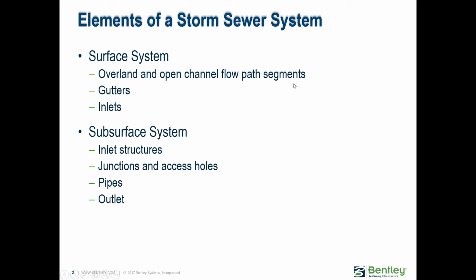Well, the first thing that we need to remember is that in a storm sewer system, we have the surface system, right, which is the gutters, the inlets, basically anything we see from the road, the open channel flow paths. And then there's a subsurface system, which is everything that you don't really see. So the pipes, the outlets, the inlet structures, the junctions and access holes.